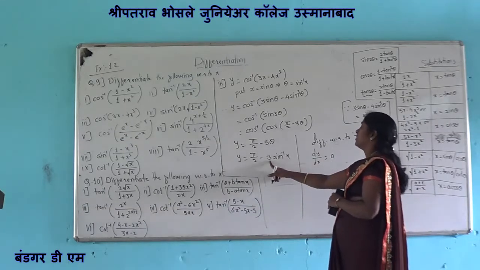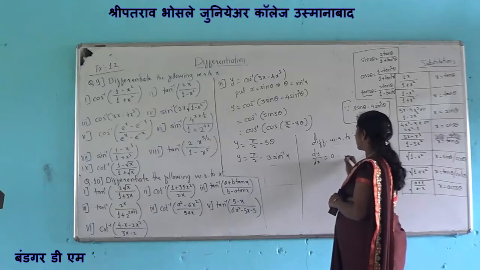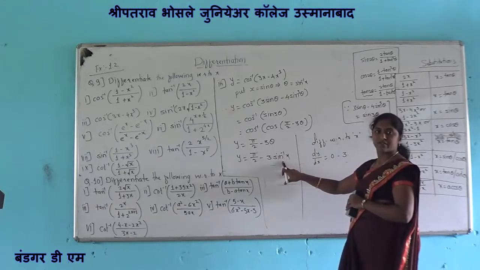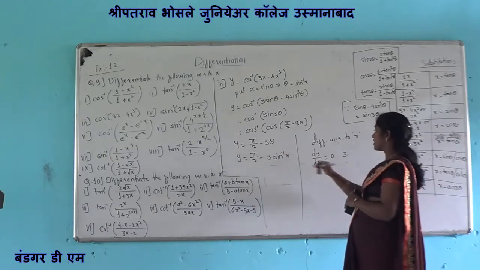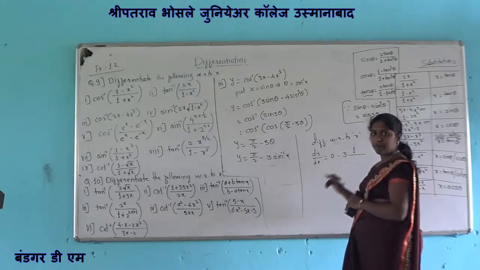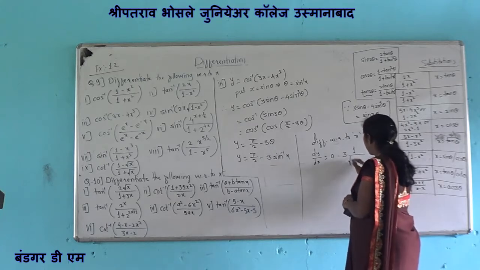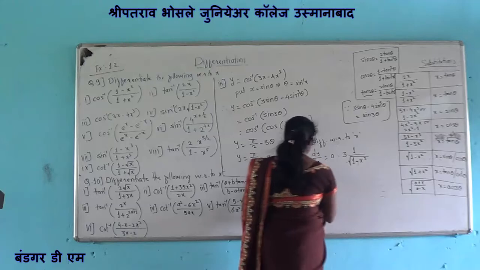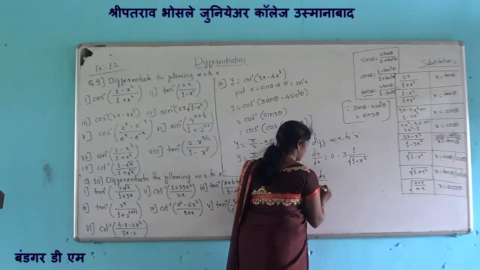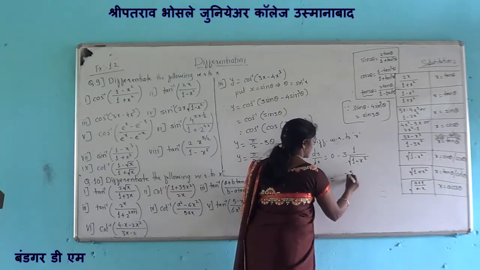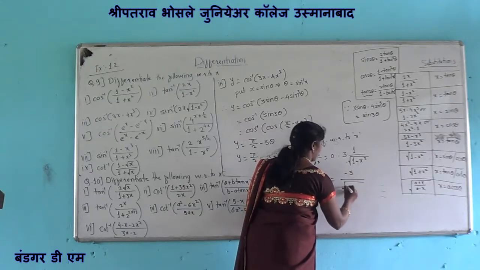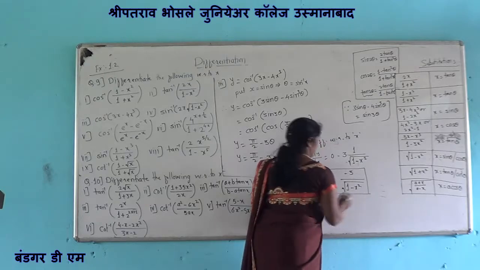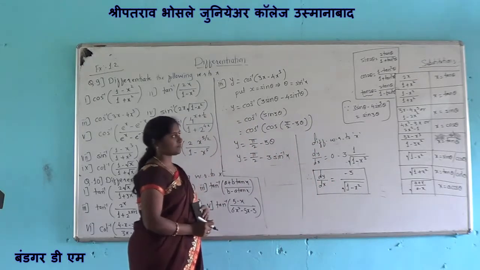Derivative of 3 sin inverse x: 3 as it is, multiple constant 3 as it is, derivative of sin inverse x. Derivative of sin inverse x is 1 upon under root of 1 minus x square. Hence dy by dx is equal to minus 3 upon under root of 1 minus x square, which is our required answer.